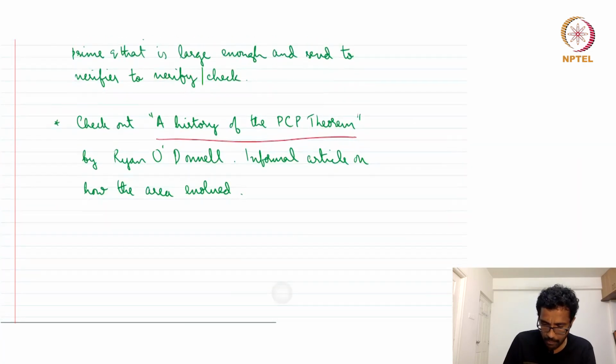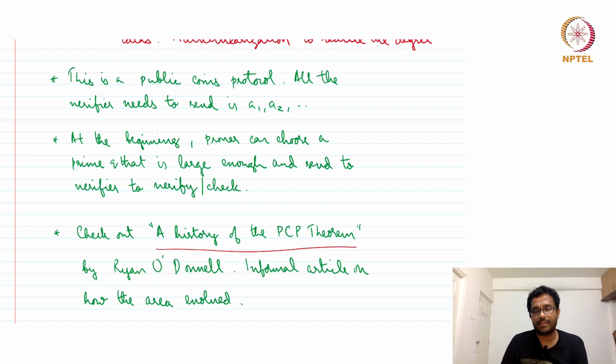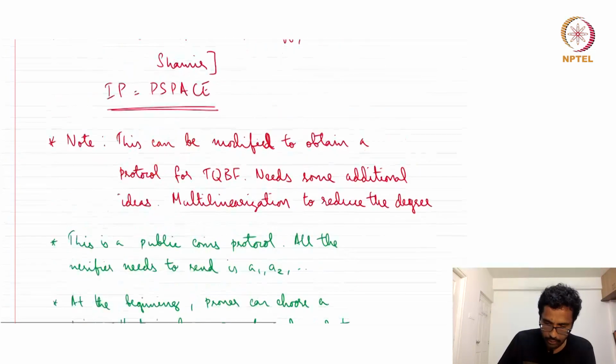So PCP stands for probabilistically checkable proofs, which played an important role in complexity theory, and evolved from interactive proofs. So that's another interesting offshoot of interactive proofs. And I think that's all I wanted to say in this lecture.